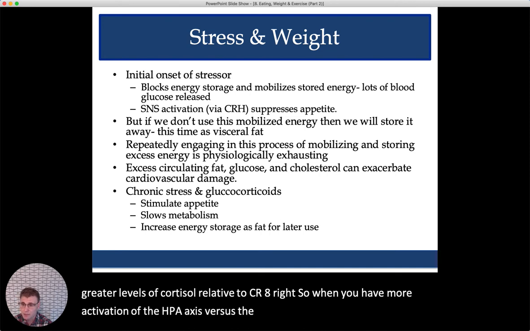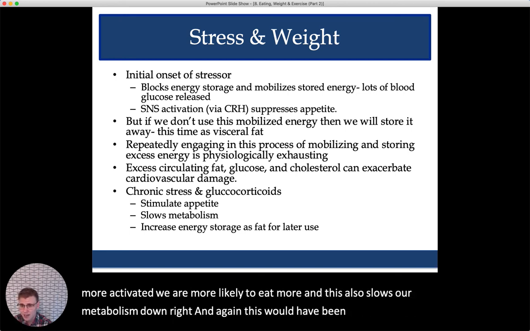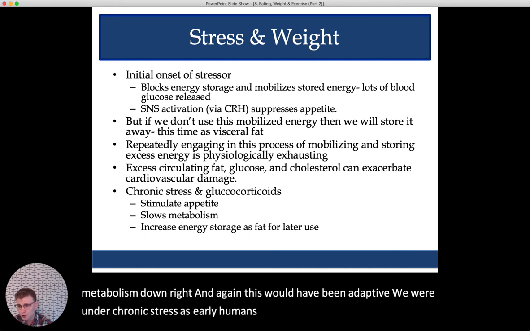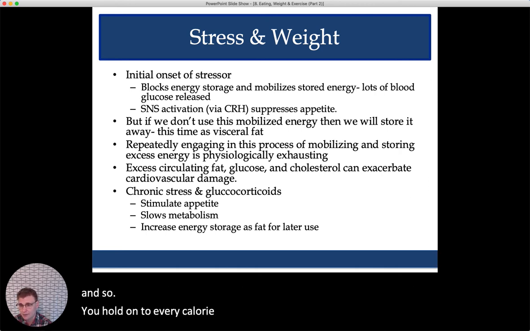And so when that's been more activated, we are more likely to eat more. And this also slows our metabolism down, right? And again, this would have been adaptive if we were under chronic stress as early humans. You don't want to waste energy. You want to use all of that very efficiently. And so your body starts to do so, and you'll hold on to every calorie in a way that you might not have previously.